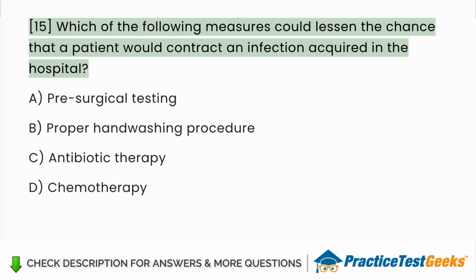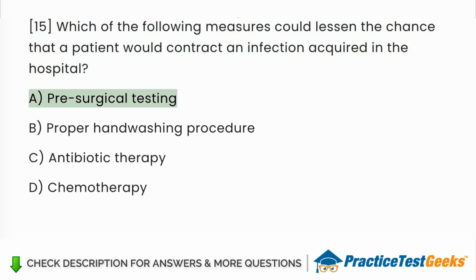Which of the following measures could lessen the chance that a patient would contract an infection acquired in the hospital? A. Pre-surgical testing. B. Proper hand-washing procedure. C. Antibiotic therapy. D. Chemotherapy.